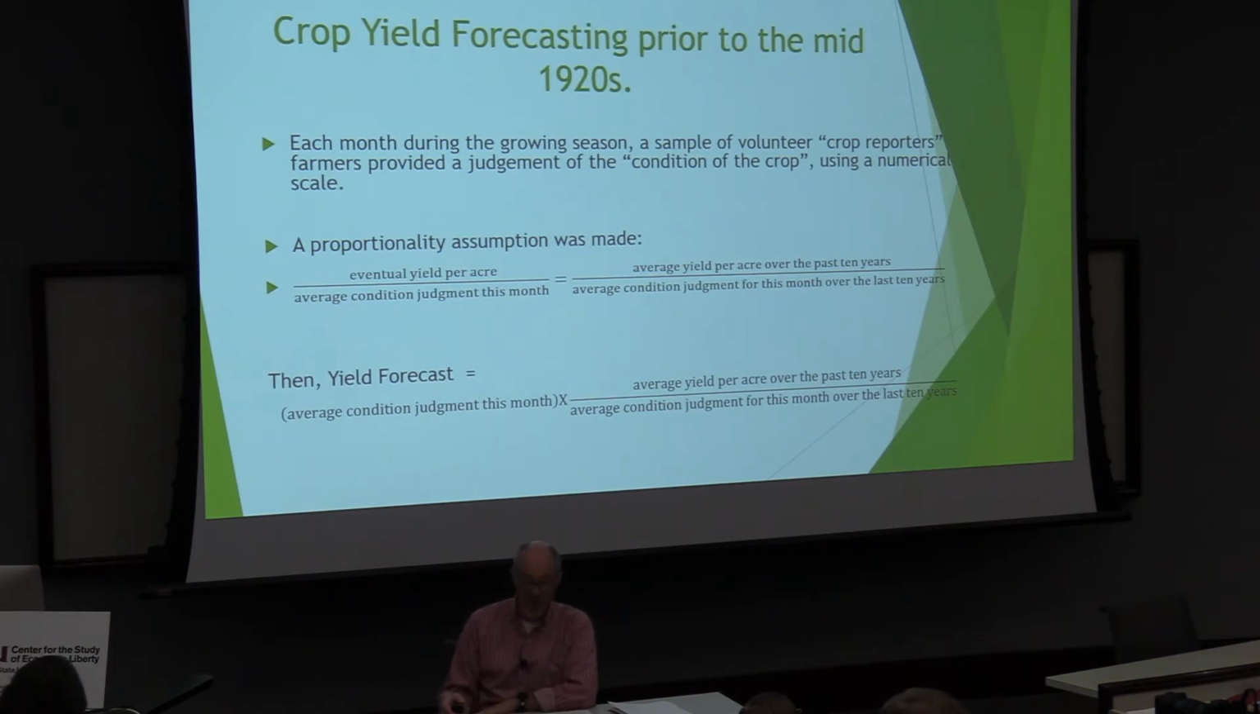This method worked well enough prior to the 20s that the prices of commodities would respond to the announcement of these yield forecasts. But the technically sophisticated economists at the BAE thought there was a lot of room for improvement. The linearity assumption that was built into this method they thought was not quite right. The method didn't account for unusual years that might be included in the past averages, and so on. So they developed something they called the dot chart as a tool for improving the forecasts.